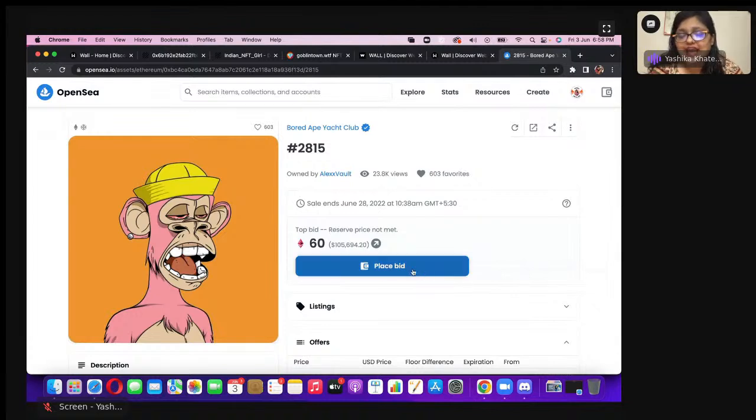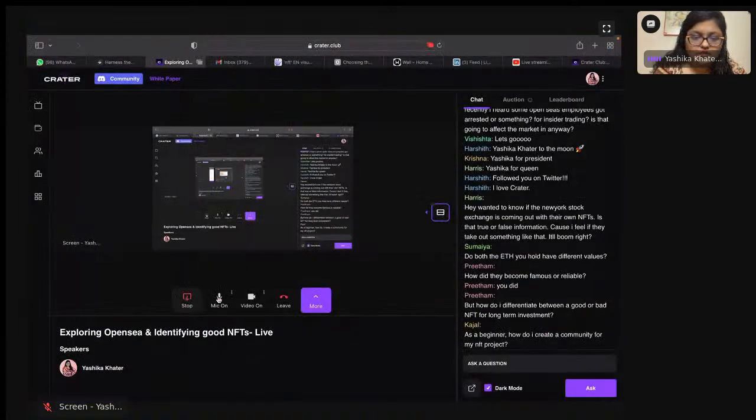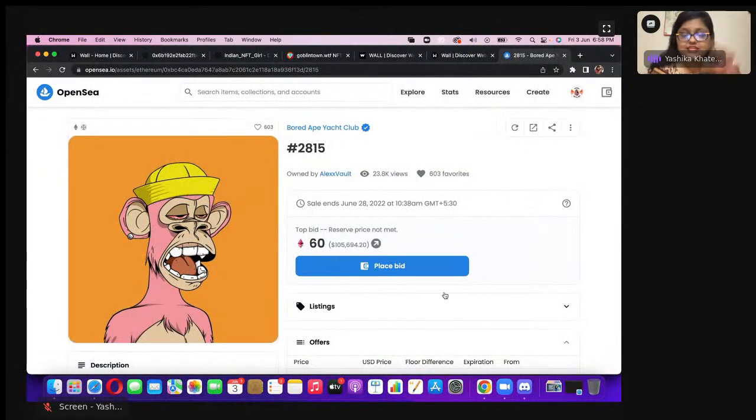The only option I have here for this NFT right now is to place a bid. And how do I place the bid? One second. Okay, so you saw that there is no place for buying this NFT right now. There's only an option of placing a bid, and placing a bid means that right now this particular holder of the NFT is open to offers from people.